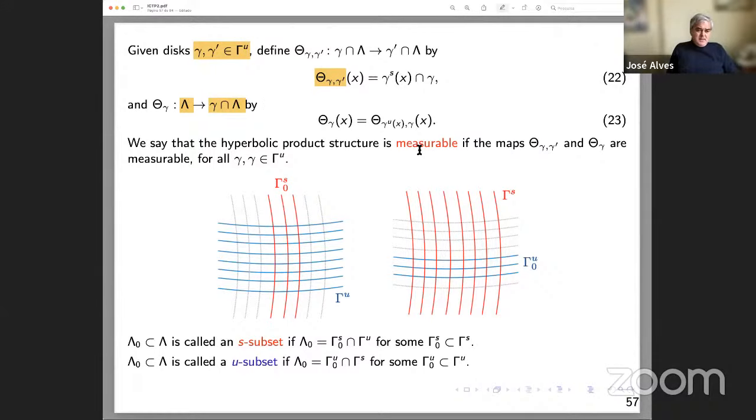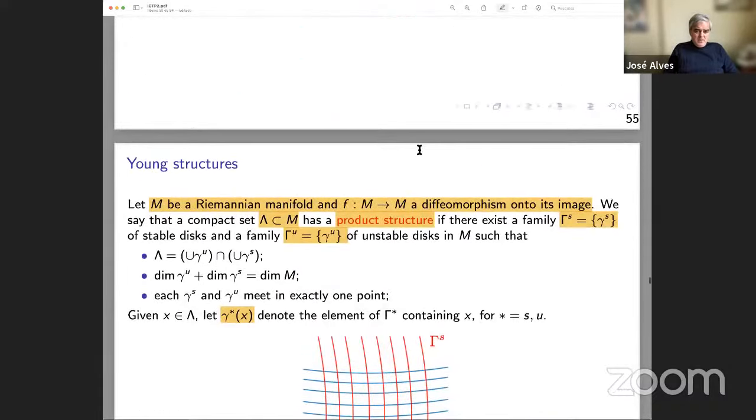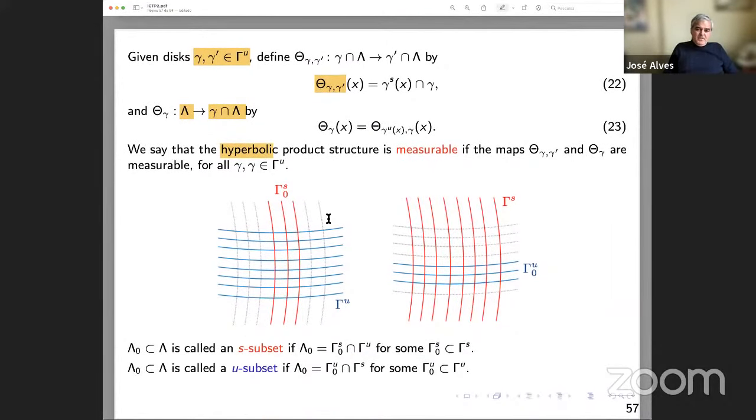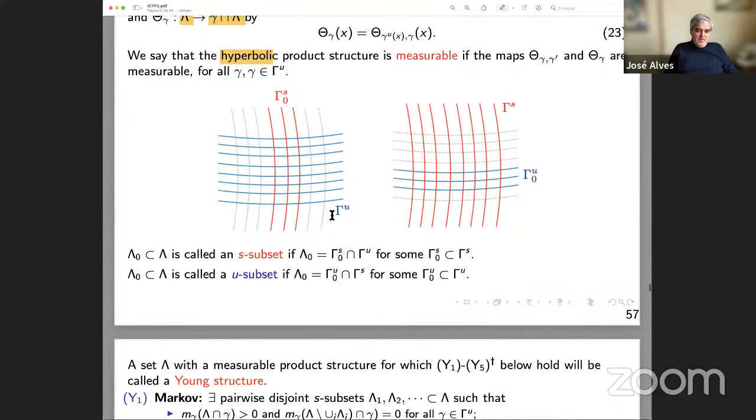We say that the set with the product structure, I call it hyperbolic, I think. Well, here appears the word hyperbolic. Well, you can remove it, it's not so important to put it here. It is measurable if the maps are measurable for all leaves gamma and gamma prime.